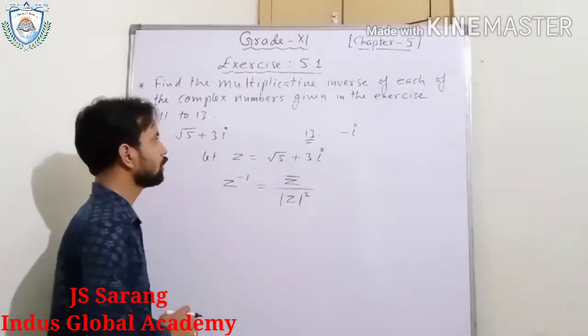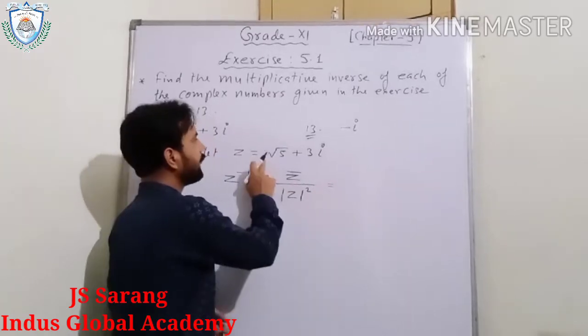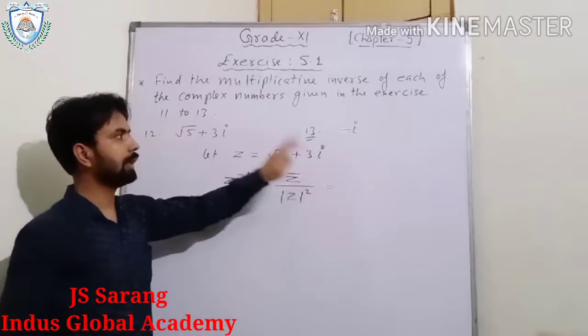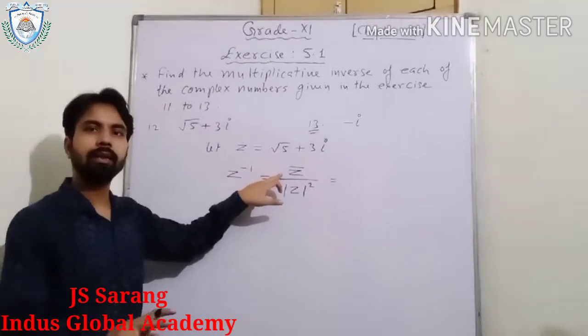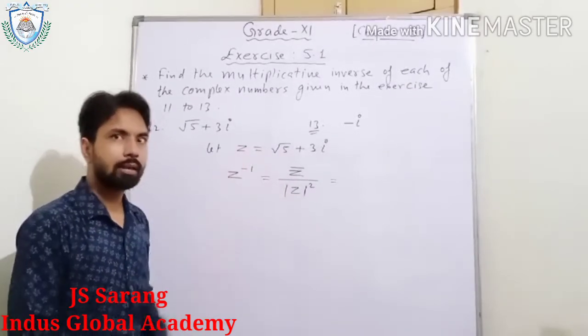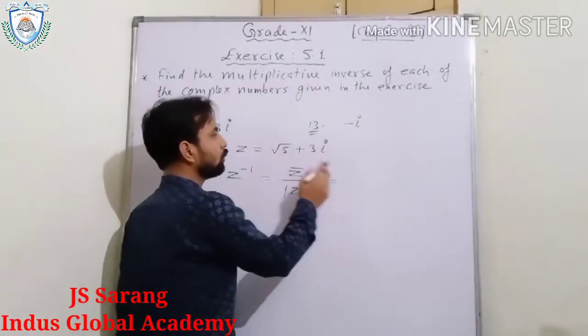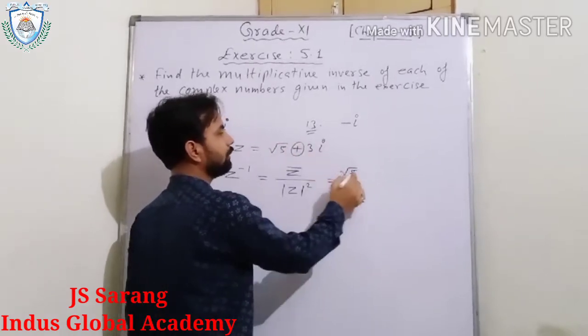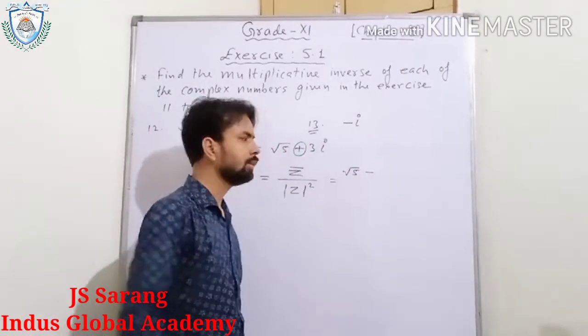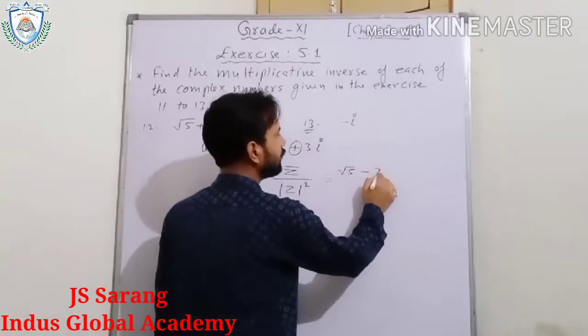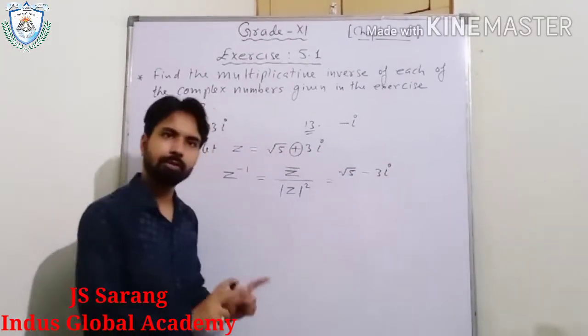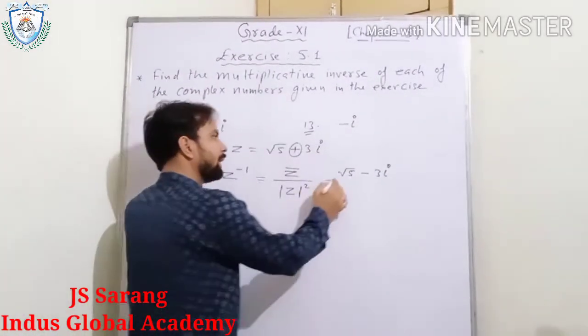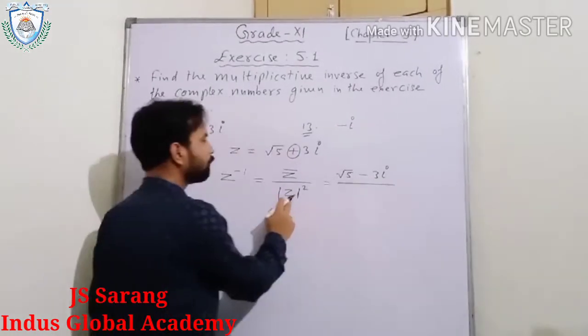So see, if z equals root 5 plus 3i, its conjugate, z bar, will be root 5, and this positive sign will be converted into negative sign, or 3i. It will remain the same. This will be the conjugate, divided by square of modulus z.